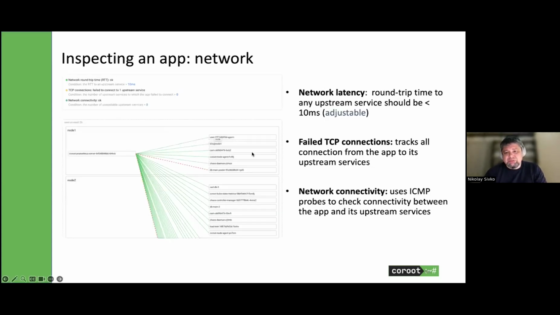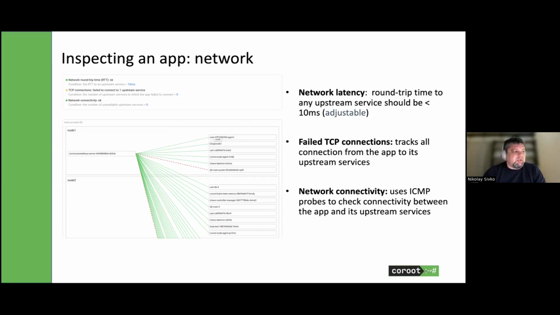The next one, network inspections, is super important because these days every application is a distributed system. Many services communicate with each other, and with the right metrics and right visualization, you can understand what's happened in your network, even if you run a multi-region, multi-availability zone cluster. You can understand what's happened between any particular instances in terms of TCP connections, network latency, and network connectivity.